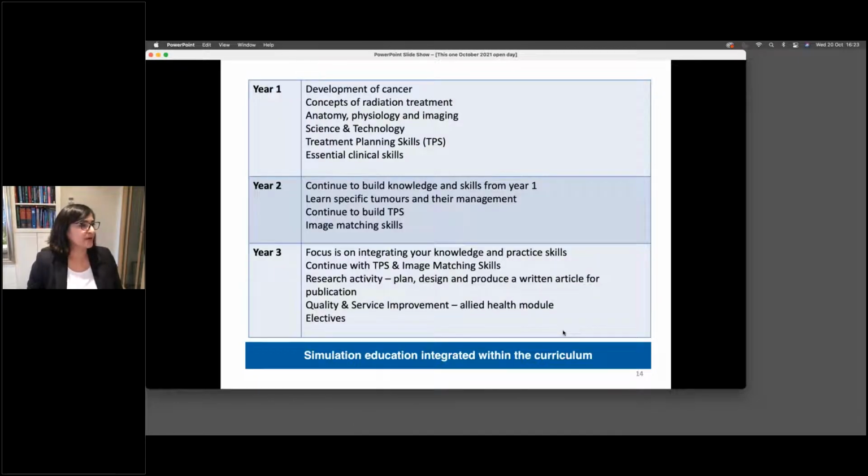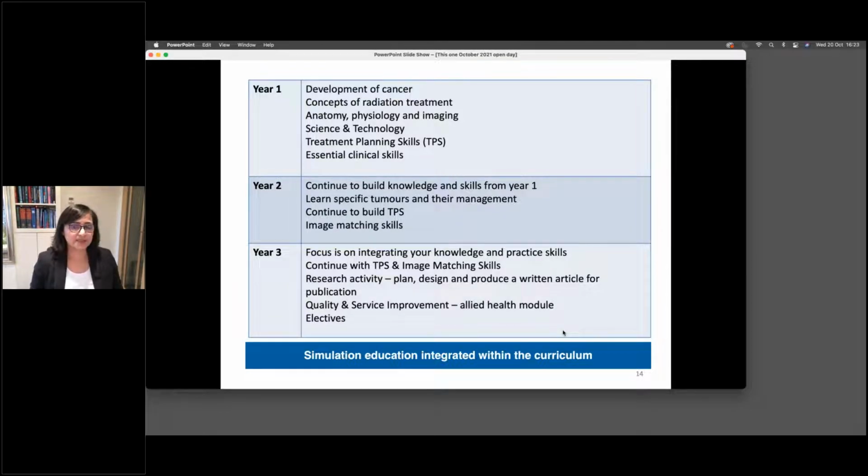Right. So this is what you will learn throughout the 3 years. So in year 1, you learn about development of cancer. So you'll learn what a normal cell looks like, and then why it goes wrong and what goes wrong with it in order for it to become a cancer, and then how to treat that cancer with different types of modalities like surgery, hormone therapy, chemotherapy, radiotherapy, immunotherapy, etc.